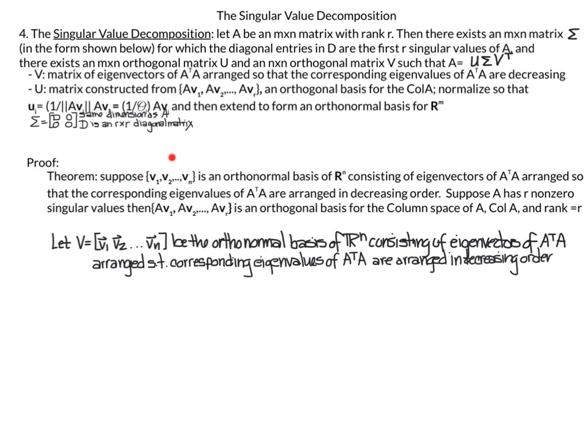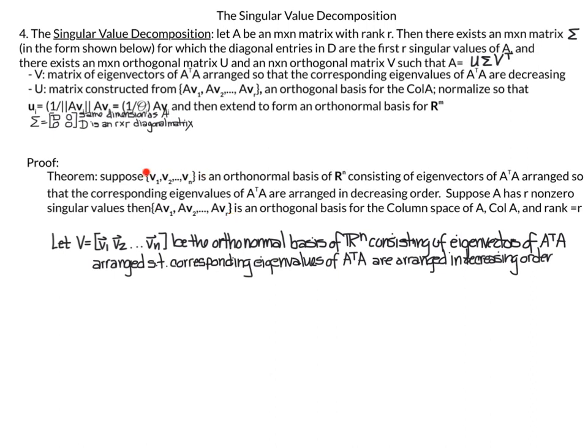And as I mentioned, we're going to use this theorem here, where we start with an orthonormal basis consisting of eigenvectors of A transpose A, and then we're going to get this second set, where if A has r non-zero singular values, we multiply the corresponding eigenvectors times A, and this is going to give us a second set.